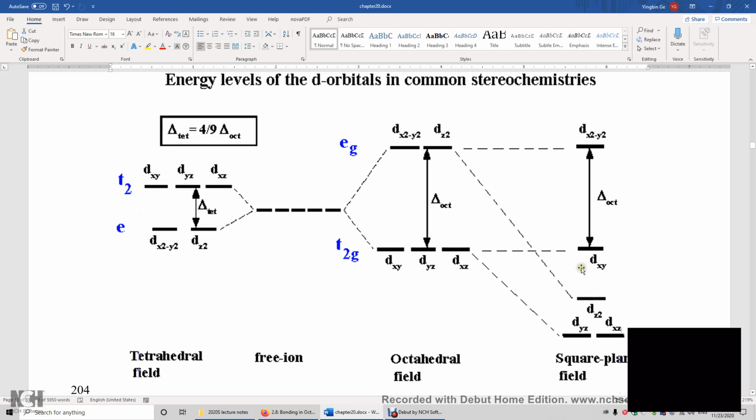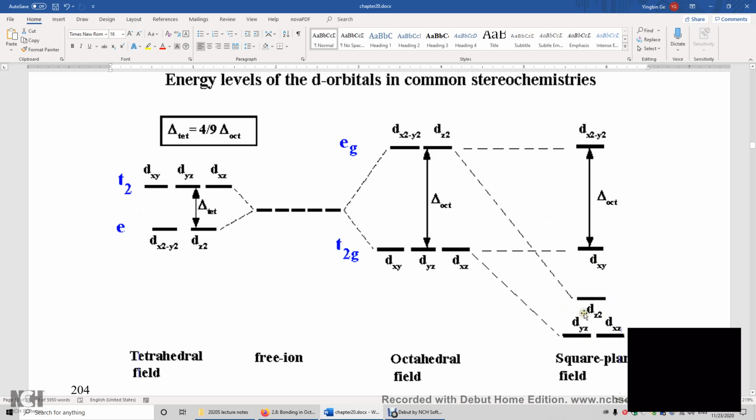Alright? So this energy decrease is just qualitatively described here. Okay, dz squared can be here, or even above this one. So it really depends. It really depends whether it's a 3d z squared orbital, or 4d z squared orbital, or 5d z squared orbital. So there's a significant difference. Alright? But now if you look at just this new energy diagram, you will see.